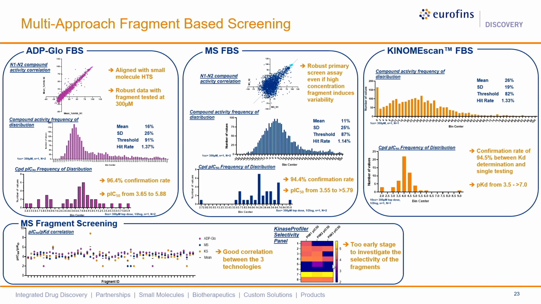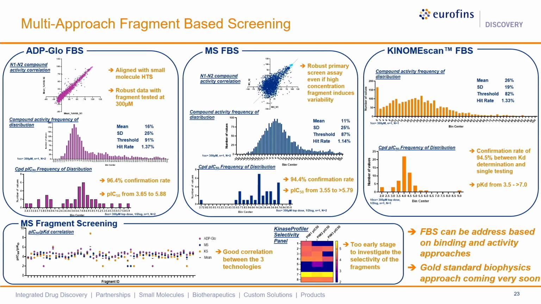And as expected, fragments are so small that basically it's really difficult for them to be selective at this stage. But anyway, even if I don't have the biophysics data to show you today that are the gold standard for fragment-based screening, you have also the possibility to use activity-based assays. So basically adding 1,000 and 3,000 compounds to your set of compounds for HTS doesn't represent lots of plates, and you can actually get some new scaffold.